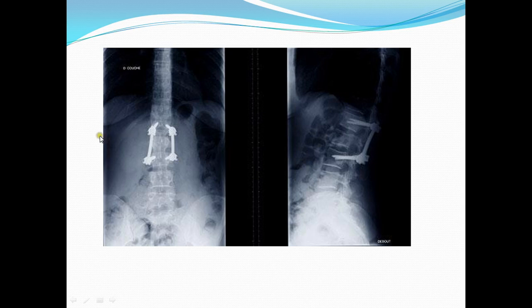Again, this is the transpedicular screw, and the screws are passed through the pedicles in the vertebral body, and this is the damaged portion. So we go for reduction, then the spinal cord is decompressed, and to maintain it in its position, that is fixed, and the particular region is immobilized.